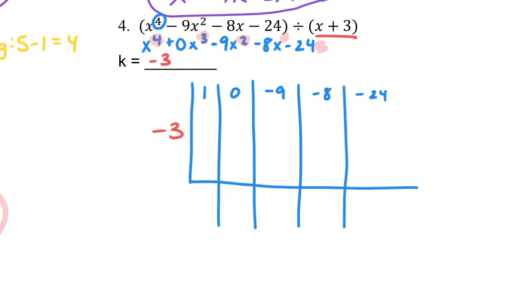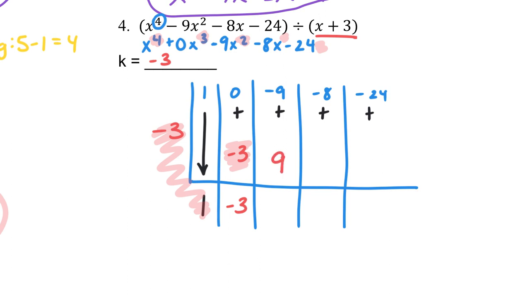We always take the first number and we bring it down. And then numbers that are on the inside, we add. Numbers that are on the outside, we multiply. So I'm going to have negative 3, because negative 3 times 1 is negative 3. Add that up. 0 plus negative 3 is negative 3. Multiply again. Negative 3 times negative 3 is 9, and I get 0.